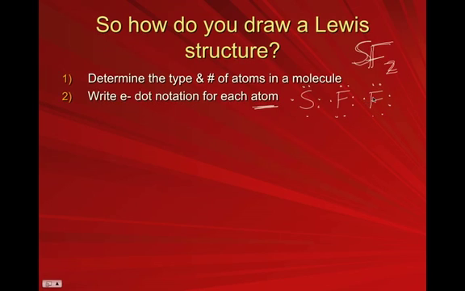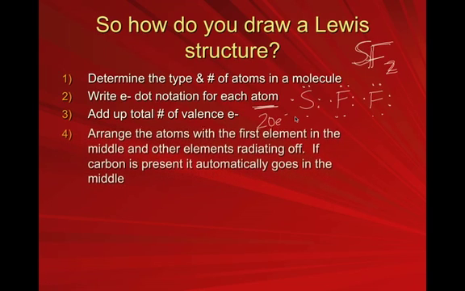Okay, step 2 done. Step 3, count the dots, because the number of dots that you drew in step 2 is equal to the total number of valence electrons for this particular compound. So we have 6 and 7 is 13, and another 7 is 20. So 20 electrons that we need to deal with.